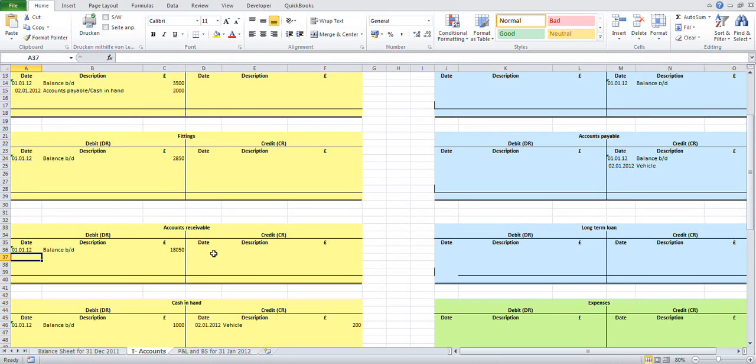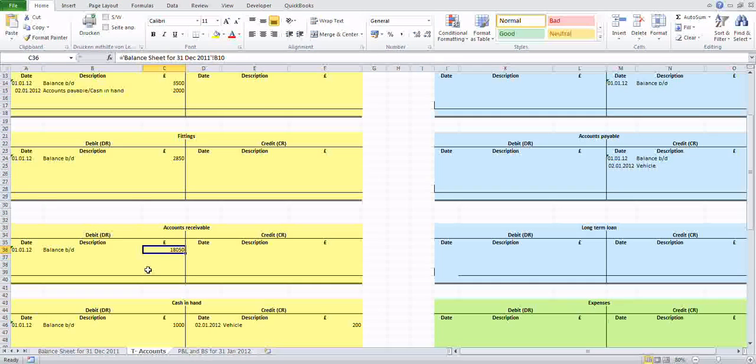If our debtors now pay, the value of our accounts receivable will go down, because our debtors in total owe us less than they owed us before. So this account would be credited. Which account would be debited?